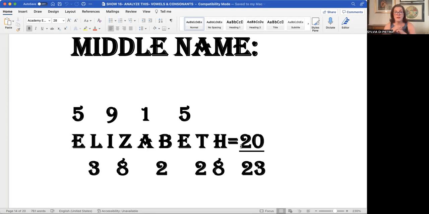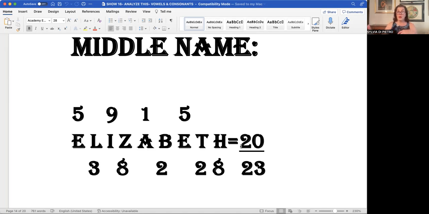When we look at the middle name and the vowels in Elizabeth, they vibrate to a 20. When we look at the consonants in Elizabeth, they vibrate to a 23. So when we look at the number 20, I'm a higher vibration of the 2, and I'm cosmically in some way protected because I'm a higher vibration of the 2 with a 0 at the end. And any number with a 0 at the end carries with it cosmic protection.